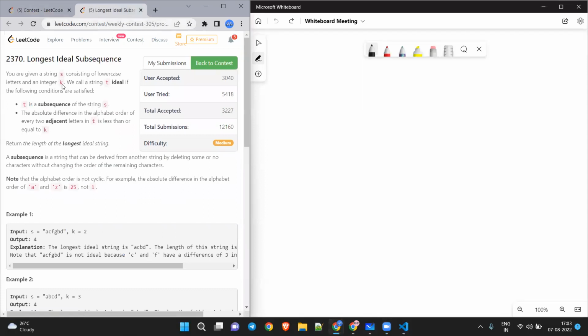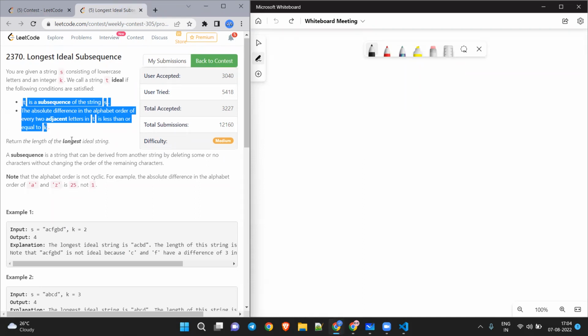So here we have the longest ideal subsequence. First of all, a subsequence is a string that can be derived from another string by deleting some or no characters. Now T is a subsequence of S if the absolute difference in the alphabet order of every two adjacent letters in T is less than or equal to K. So we need to derive a subsequence from the given string S such that it is the longest ideal subsequence. A longest ideal subsequence is one which follows these two conditions.